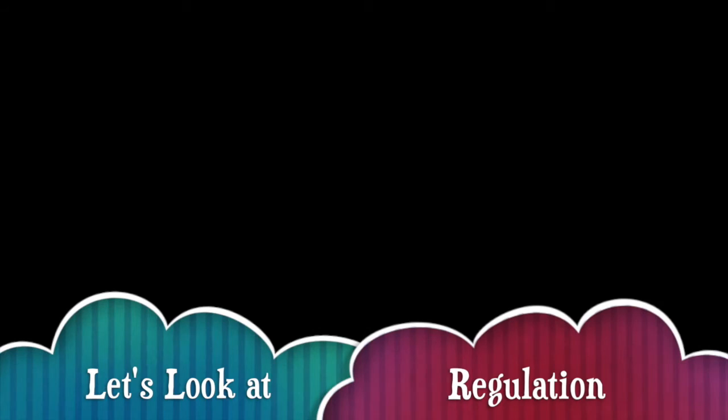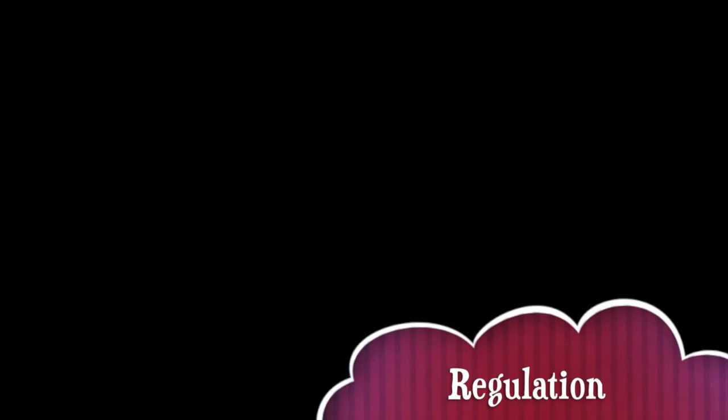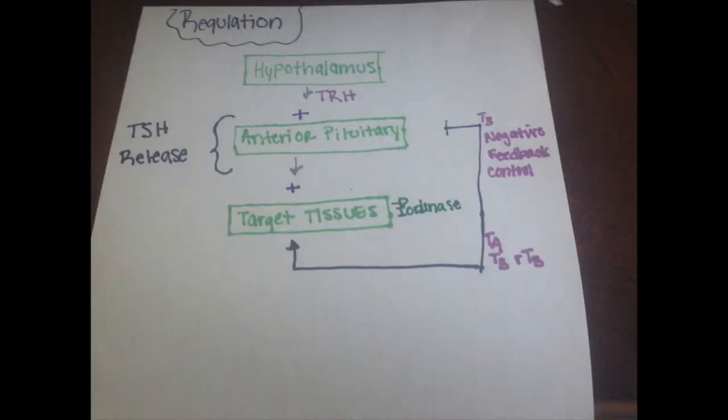Let's look at the regulation of the thyroid hormone. When the thyroid is regulated, it begins in the hypothalamus, which is a link between the endocrine and nervous system. It also secretes the release of thyrotropin into the anterior pituitary, which produces and secretes many peptide hormones that regulate processes including stress, growth, and reproduction. The thyroid-stimulating hormone is released in the anterior pituitary.